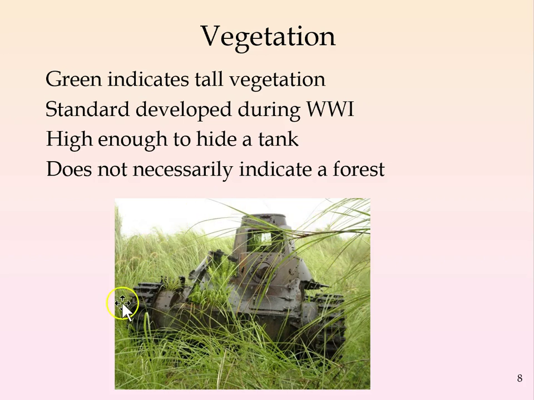This is a picture of a Japanese tank. It's probably a World War II tank maybe, or about that time. You can see that the grass is probably tall enough to hide it. And so just bear in mind that green does not necessarily indicate a woods or a forest. It can just mean something that is about 5 feet tall or taller.